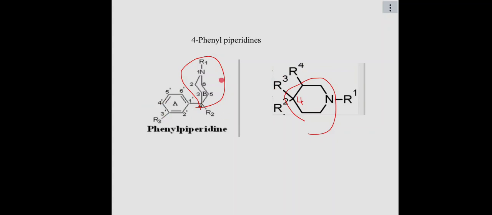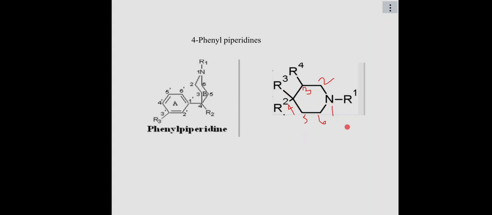And you can see, although this compound does not have a substituent at position number three, we can have compounds that have a substituent at position number three. Recall that when we are numbering, this nitrogen is number one, number two, number three, number four, number five, number six, just the way we have numbered it, because this is just a piperidine ring.